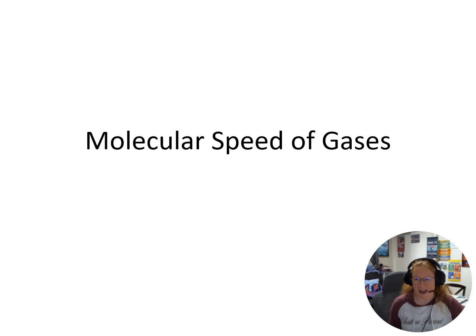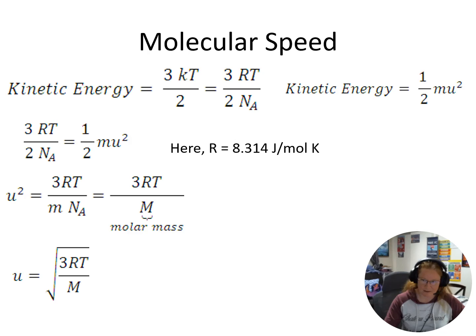Now let's take a look at how fast gases are moving by looking at molecular speed. When I look at molecular speed, I can look at things like kinetic energy, and I can get some relationships between R and temperature. Remember, we talked a little bit about the correlation between speed and temperature. And then I can look at how much I have there. Kinetic energy, I also have that 1/2 mass times velocity squared.